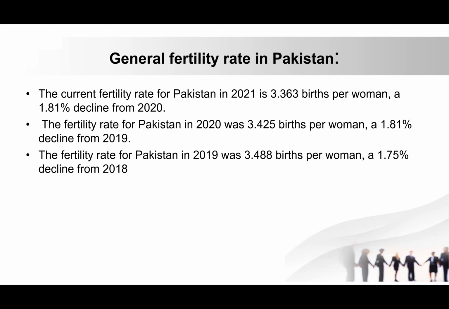General fertility rate in Pakistan. The current fertility rate for Pakistan in 2021 is 3.363 births per woman, a 1.81% decline from 2020. The fertility rate for Pakistan in 2020 was 3.425 births per woman, a 1.81% decline from 2019. The fertility rate for Pakistan in 2019 was 3.488 births per woman, a 1.7% decline from 2018.